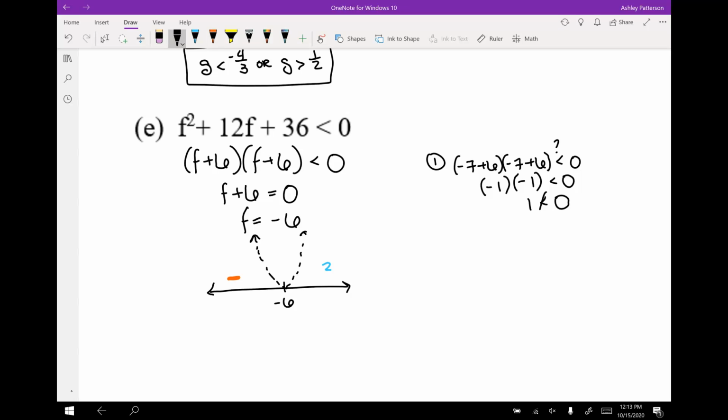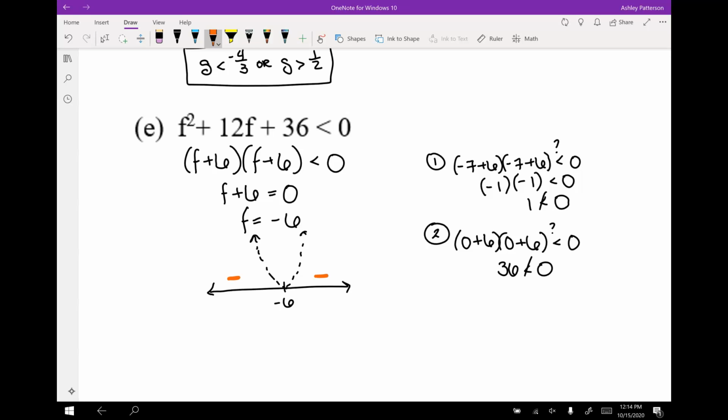The second region is to the right of -6, so let's choose 0. Why not? 0 plus 6 times 0 plus 6 is less than 0. Is it? No, it is not, which isn't surprising because we know that if solutions lie on one outer area of the parabola, on the outside region of the x-intercept, that they also lie on the outside of the other. But for this, we're on the x-axis.